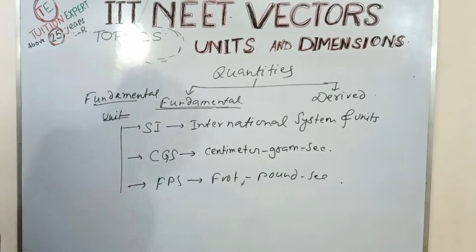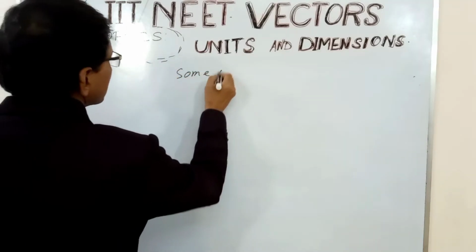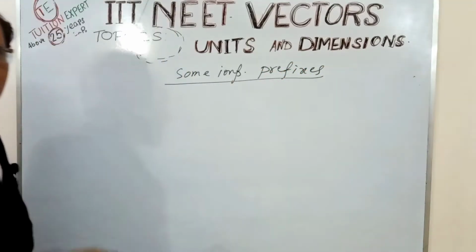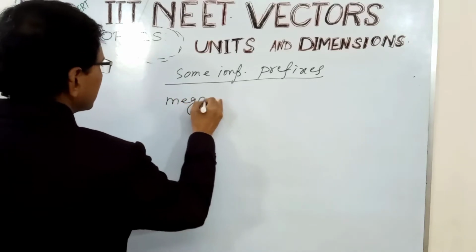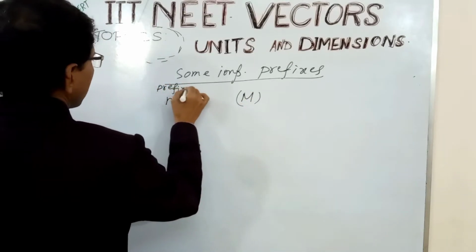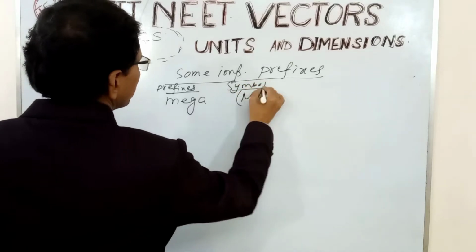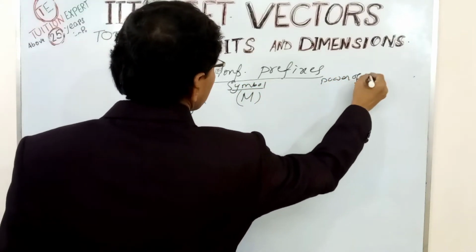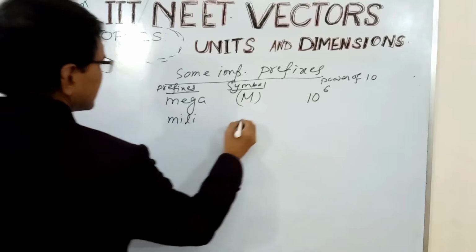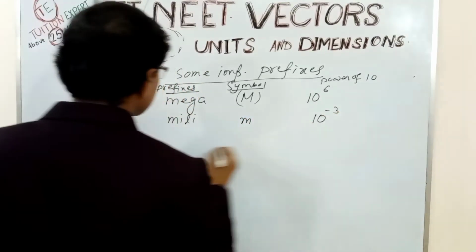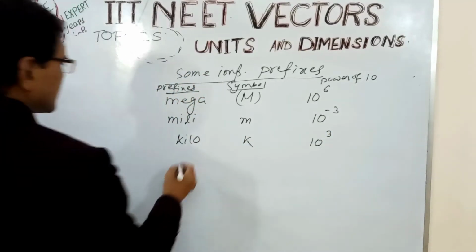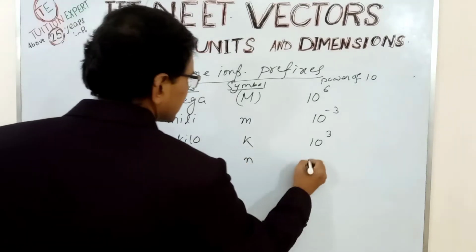Now, standard fundamental units. Some important prefixes. Mega, symbol M. These are prefixes with their symbols and powers of 10. Mega is denoted by 10 to the power 6. Milli, symbol m, is 10 to the power minus 3. Kilo, k, 10 cubed. Nano, n, 10 to the power minus 9.